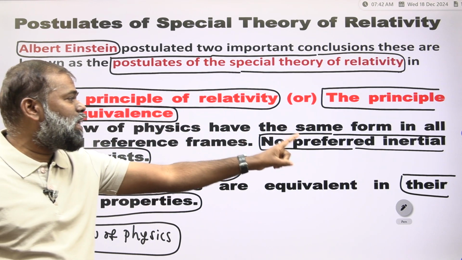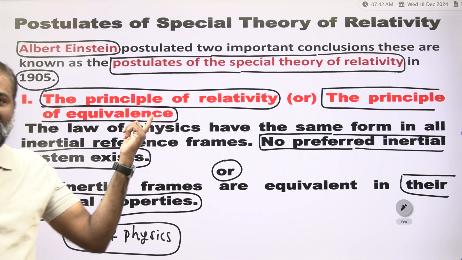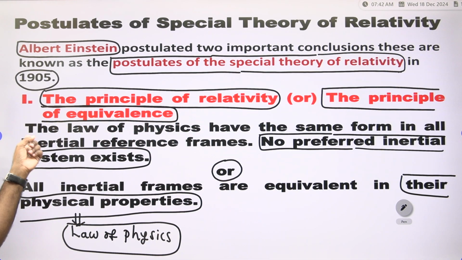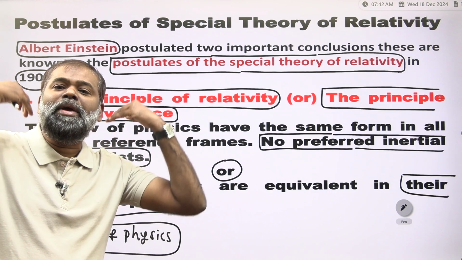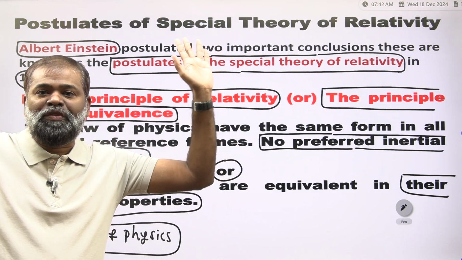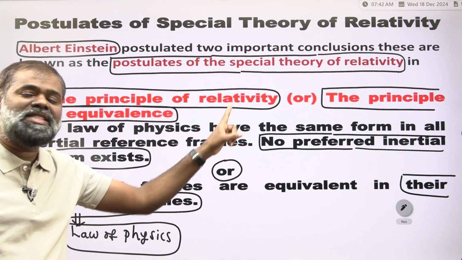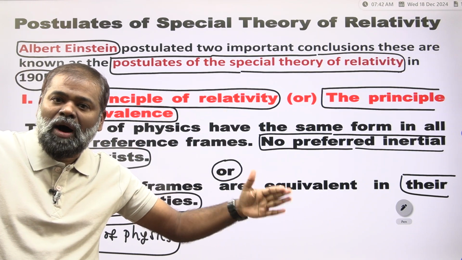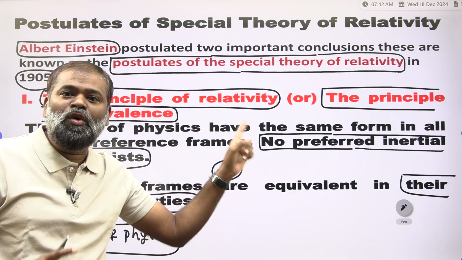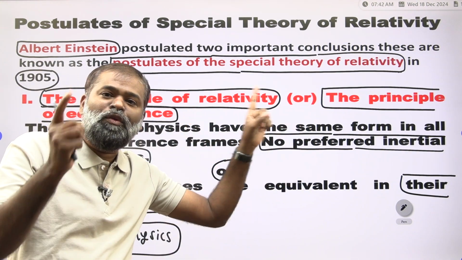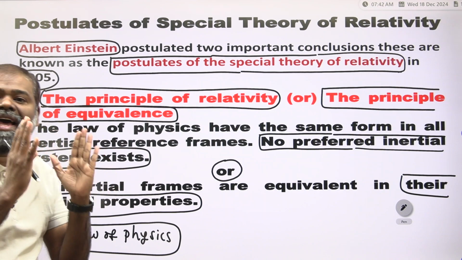No preferred inertial frames exist. What is that? Once again you have to see the statement: the laws of physics have the same form in all inertial frames of reference. Therefore, no preferred inertial frames exist.